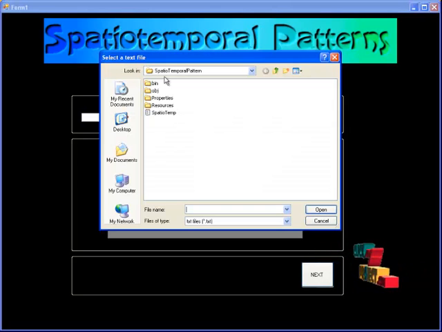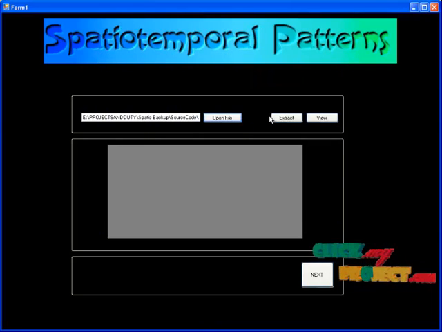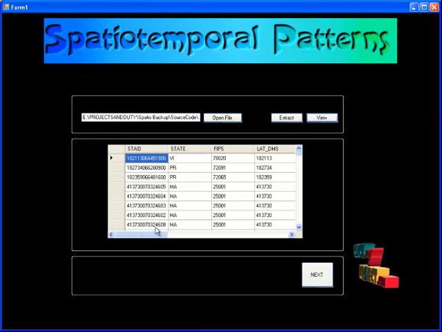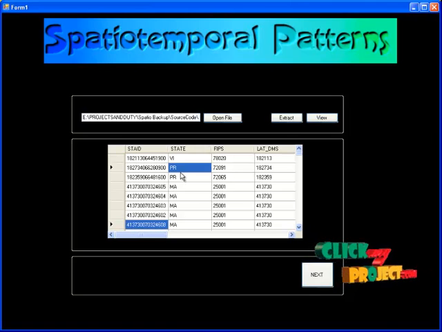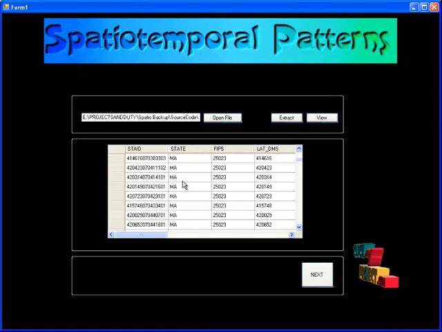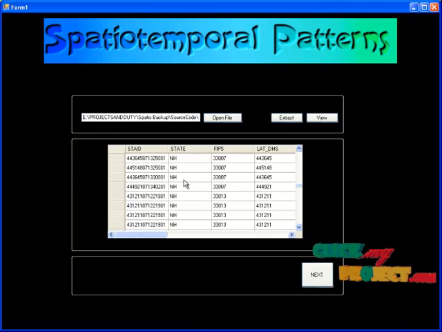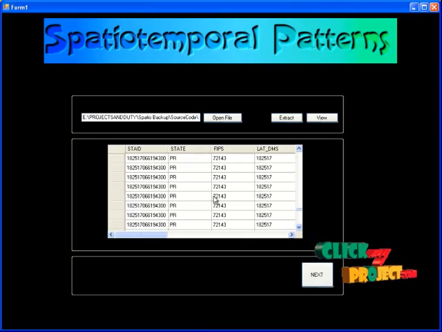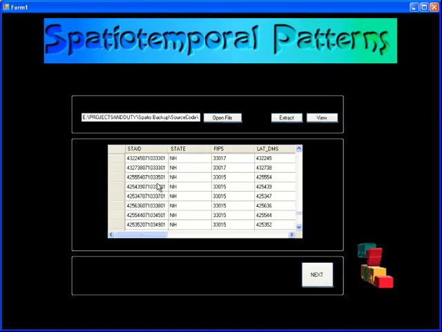Open the file, click the spatiotemporal, extract the file, then click the view part. The spatial data will be extracted and stored in the database. This is state wise. We are using multiple states. There is a huge amount of data. This is the state ID. The state ID keeps changing.